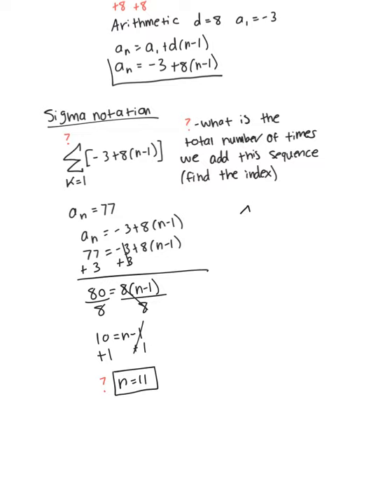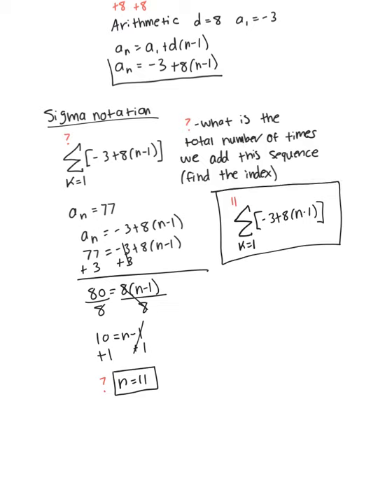So for my final answer, when I write my sigma notation, I'm going to start at 1. I'm going to end my index at 11. And then the sequence that I'm going to be adding is this. So what you just wrote says that you are going to take this sequence, you are going to add the first term, the second term, the third term, all the way up until the 11th term. You're going to add all those up, and that would be your answer to that sigma notation.